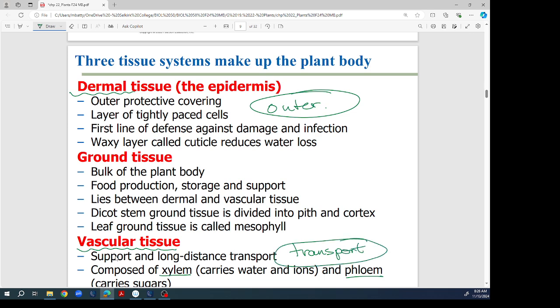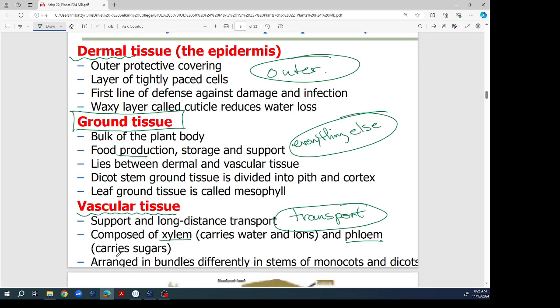And then, catch-all, we have everything else. So everything else, as far as a tissue, is called ground tissue. So this is food production, all of those cells that photosynthesize, everything that lies between the dermal and the vascular tissue. So everything else. Like I say, biology loves categorizing things, and sometimes we get these catch-all sort of categories. So we had our organs, our tissues, and now we're going to talk about our cells.